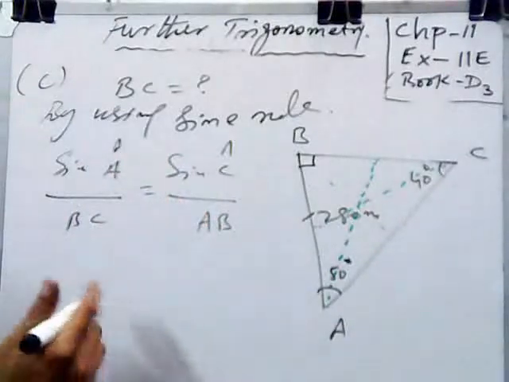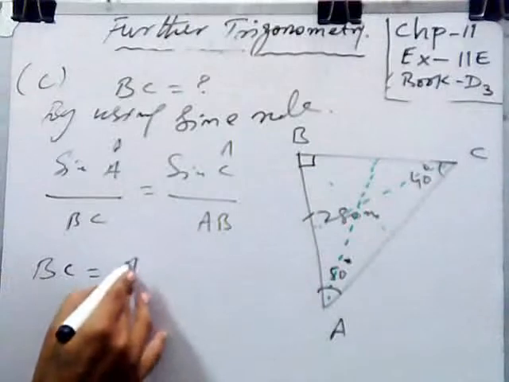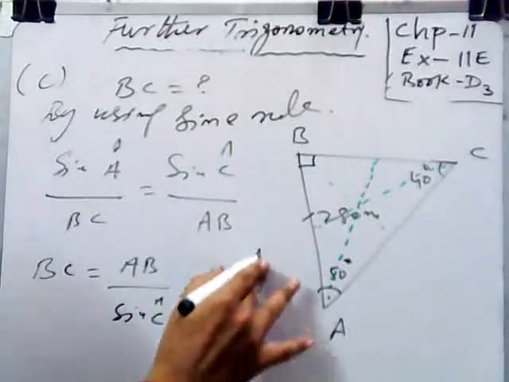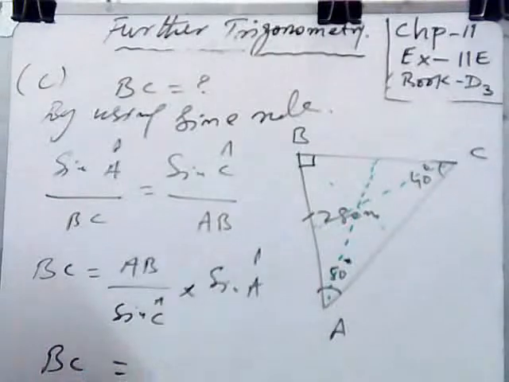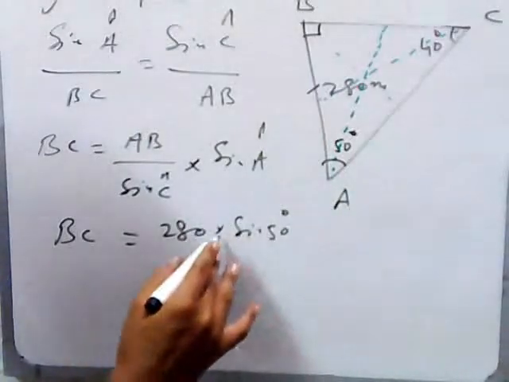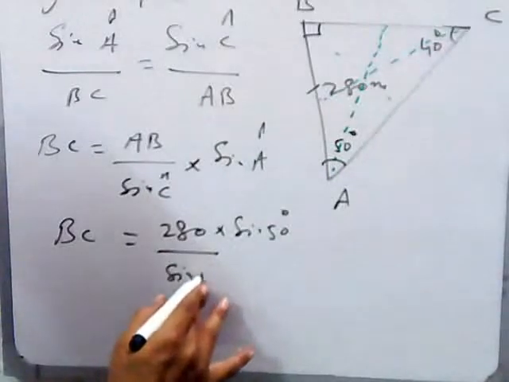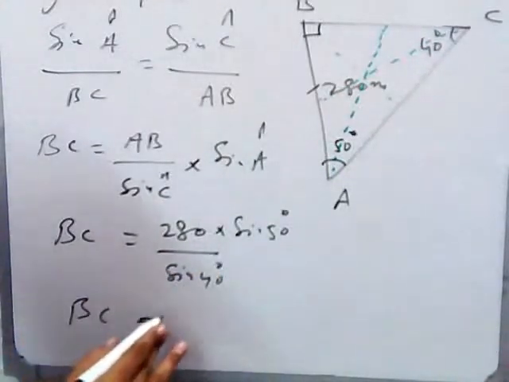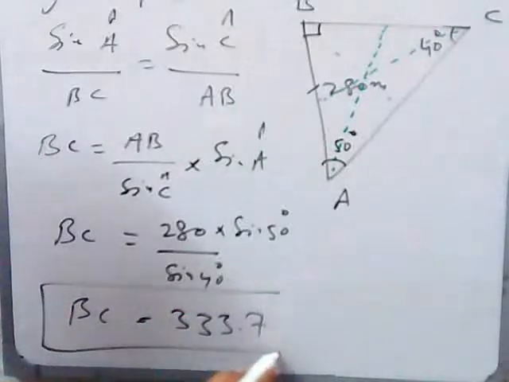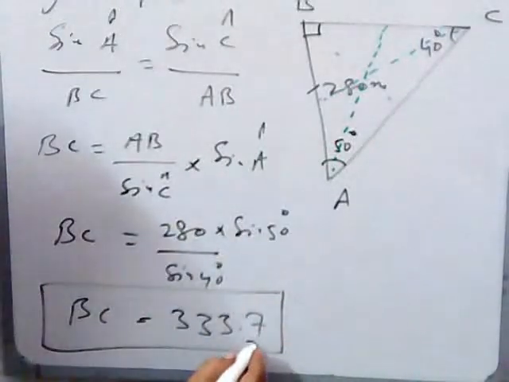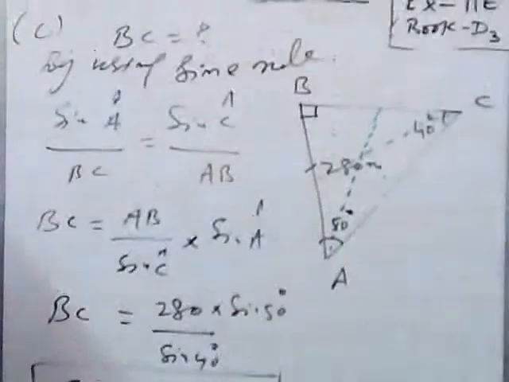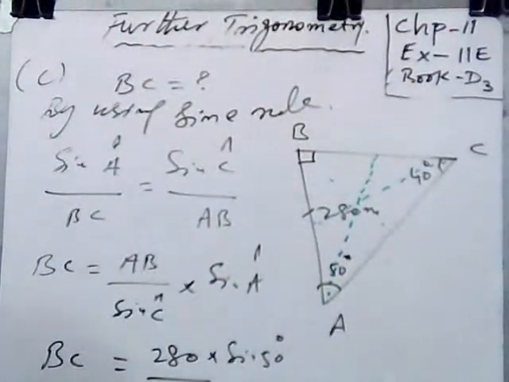So we need the value of BC, and this is equal to AB divided by sine C multiplied by sine A. After putting the values, you will get 280 and sine 50 degrees, then sine 40 degrees. By using a calculator, the value of BC is equal to 333.7 meters. So that is your result. Here we have completed part C.